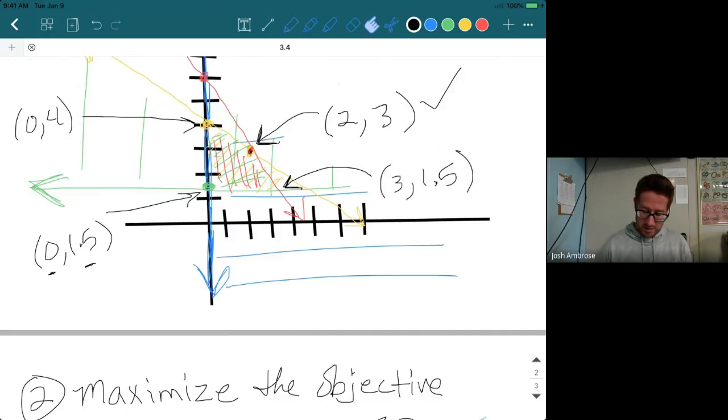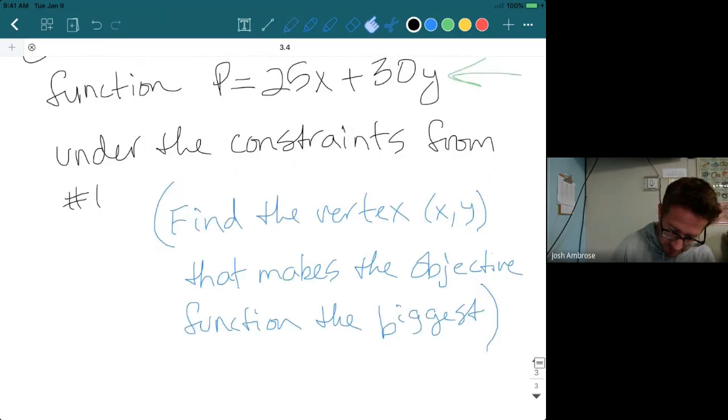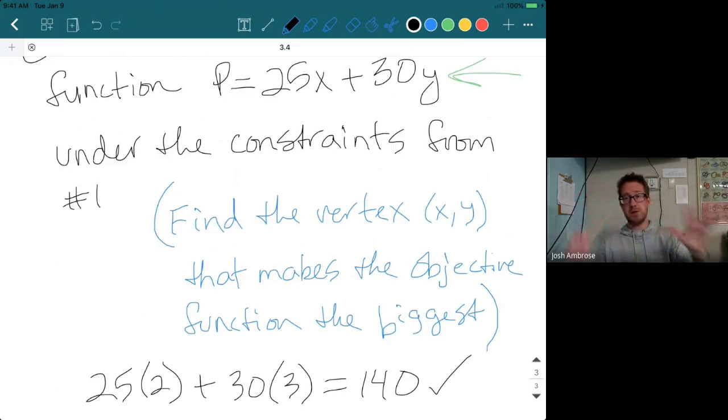And the way we got that, we'll scroll down here, get a little bit more space, is we would take the 25, plug in 2 for x, plus the 30, plugging in 3 for y. That's going to equal 140. All right. And if you plug in all those different vertices, x and y, you're going to find that 140 is the maximum answer that you could possibly get. Okay. So yeah, let's double check. We know that is the correct answer for that one.